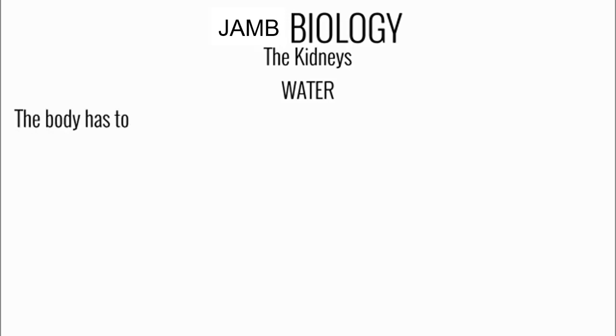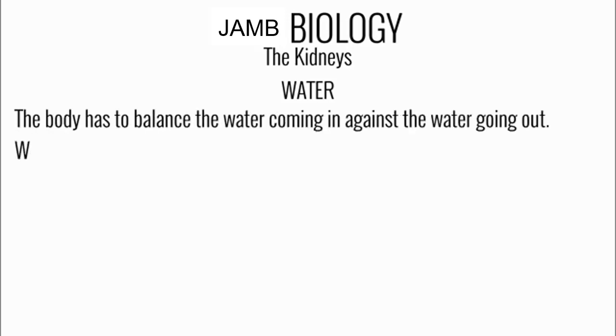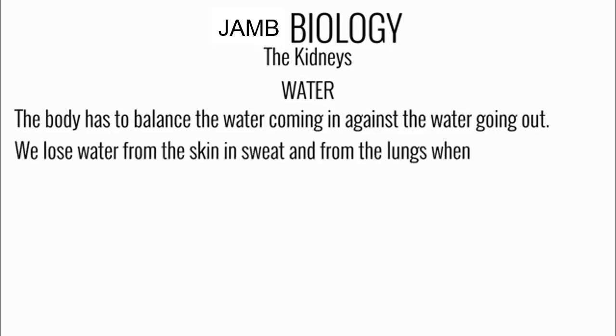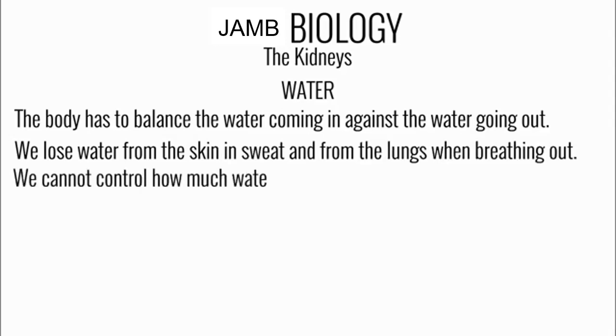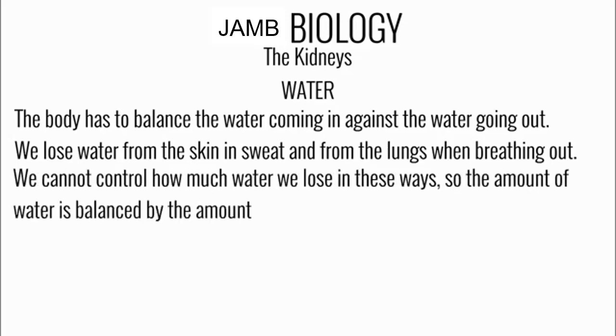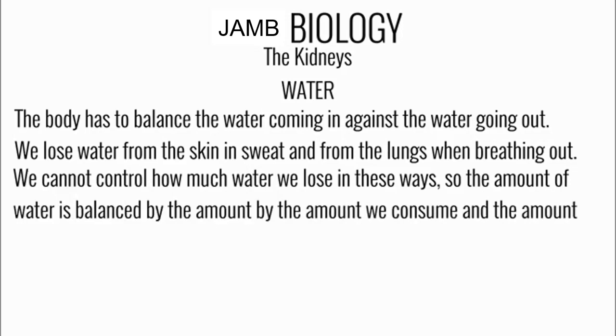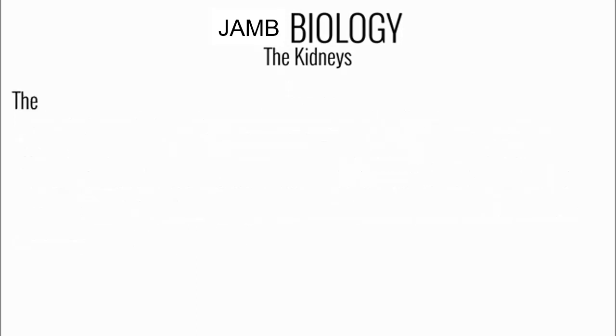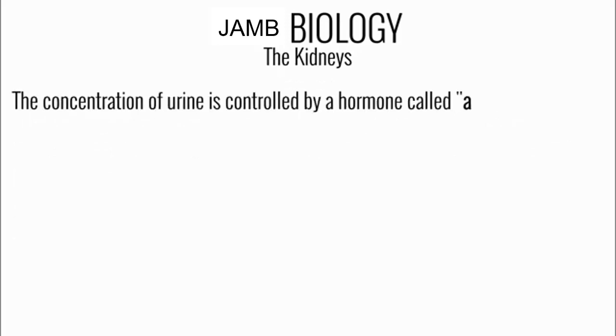Water balance has to be constantly maintained in the body. The body has to constantly balance the water coming in against the water going out. We lose water from the skin in sweat and from the lungs when breathing out, and we can't control how much we lose in these ways. So the amount of water is balanced by the amount we consume and the amount removed by the kidneys in urine.